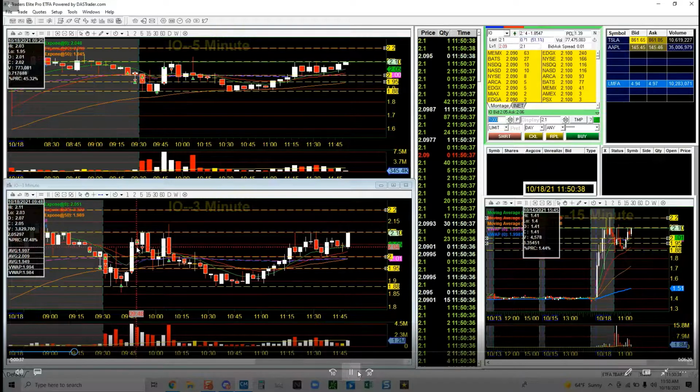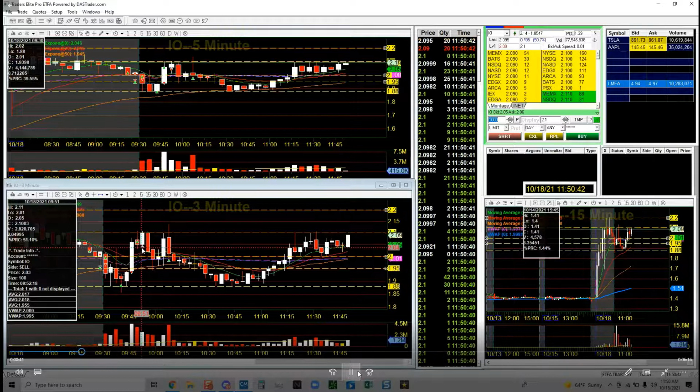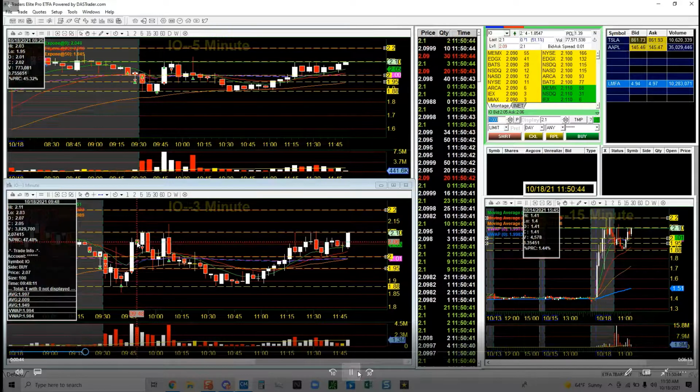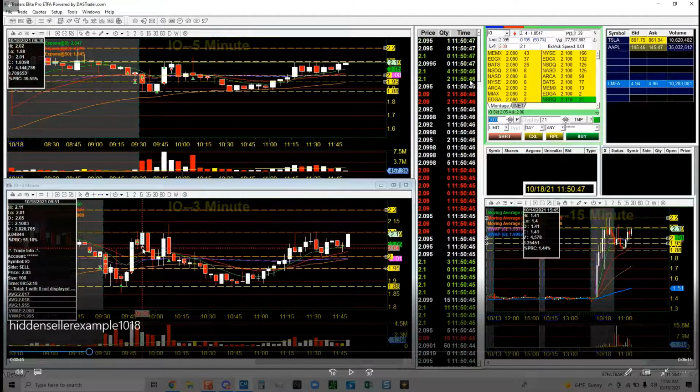Look at this. Look at all this too. Look at the greens. Look at the greens. They gave up. 2.10. Even though you see those greens, this is selling pressure. This is an indicator of selling pressure.